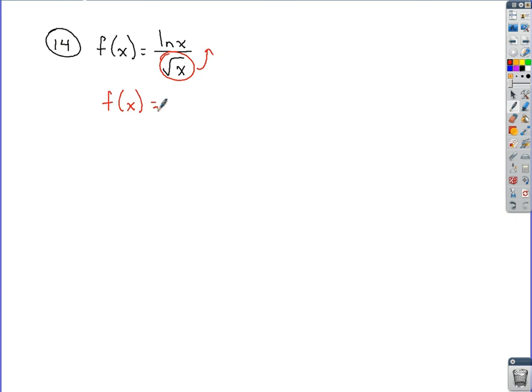So notice I'm writing the original function. I haven't taken the derivative yet. There's no f prime. I'm bringing that square root of x up. So I've got the natural log of x multiplied to, it'd be x to the negative 1/2 since we bring that up. Now let's take the derivative.